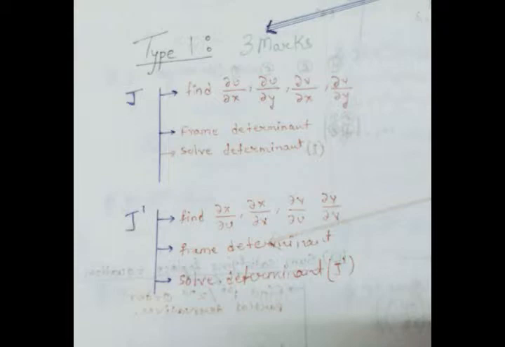Now when we multiply both the Jacobian and the Jacobian inverse, we should get one. So the Jacobian and Jacobian inverse product is always one. So this was the first type, which is the basic type. I will be solving sums on this type, which will give you a clear idea about the Jacobians with basic functions of partial differentiation.